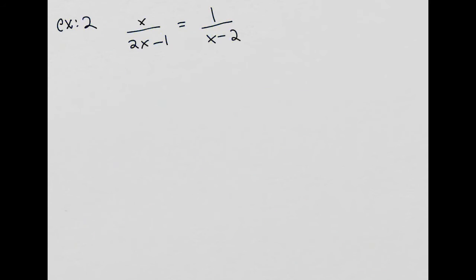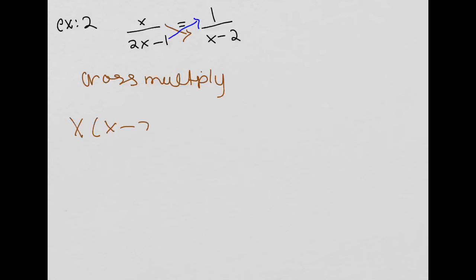Let's see another example. We look at this equation and we ask ourselves, out of everything that I have learned in math as of now, what can I use to solve this? The first thing I want to tell you is get rid of those fractions. So why don't we cross multiply? Very simple. I'm going to cross multiply: multiply this times this one, multiply this times that. So I'm going to have x times x minus 2 equals 1 times 2x minus 1.